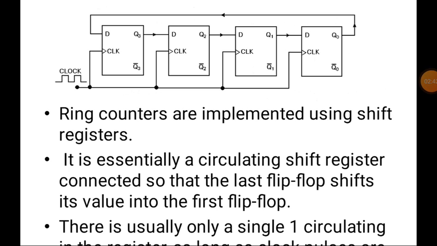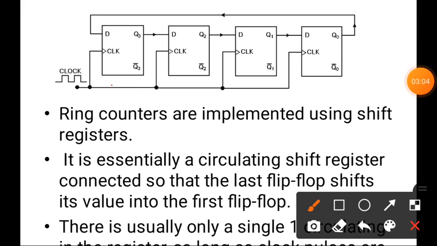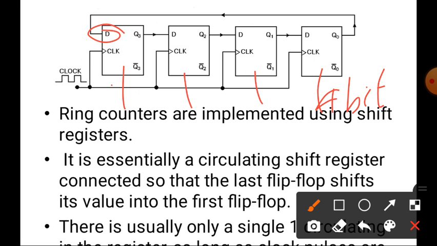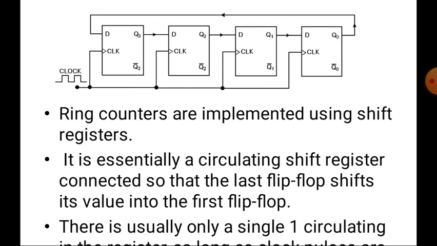So here ring counters are implemented using shift registers. In this diagram the basic ring counter using D flip-flops is shown. This is a 4-bit ring counter. It uses 4 flip-flops, so it's a 4-bit ring counter using D flip-flops. The D flip-flop has only a single input D and the output signal.